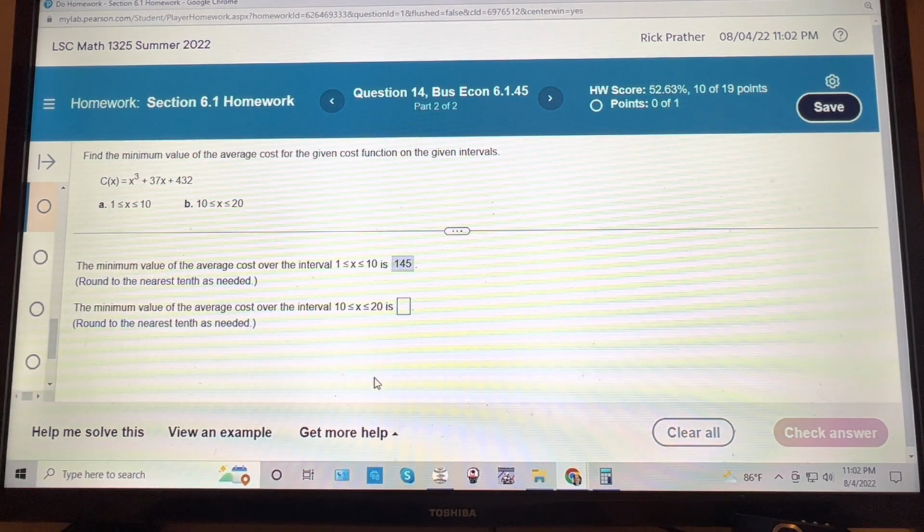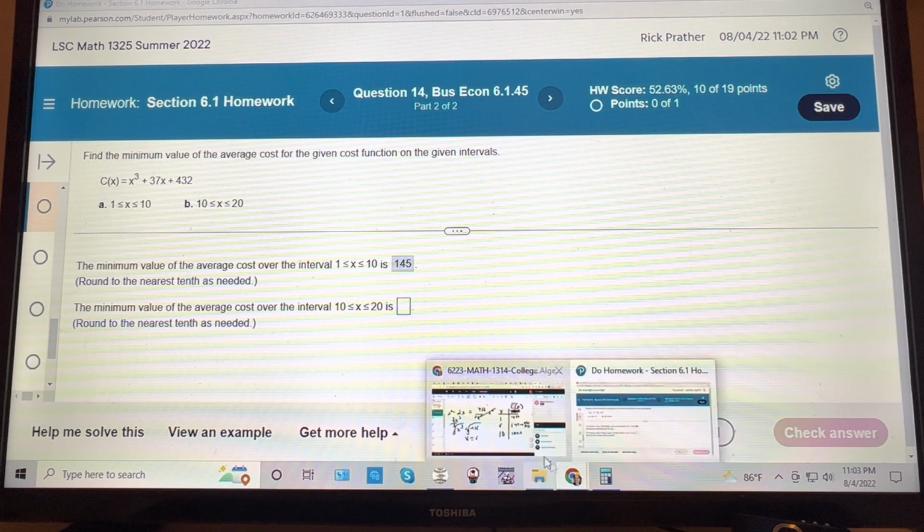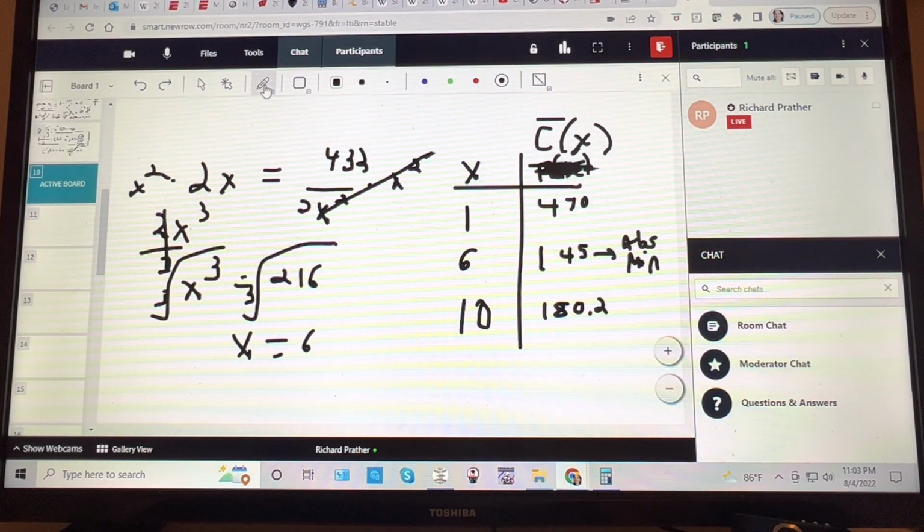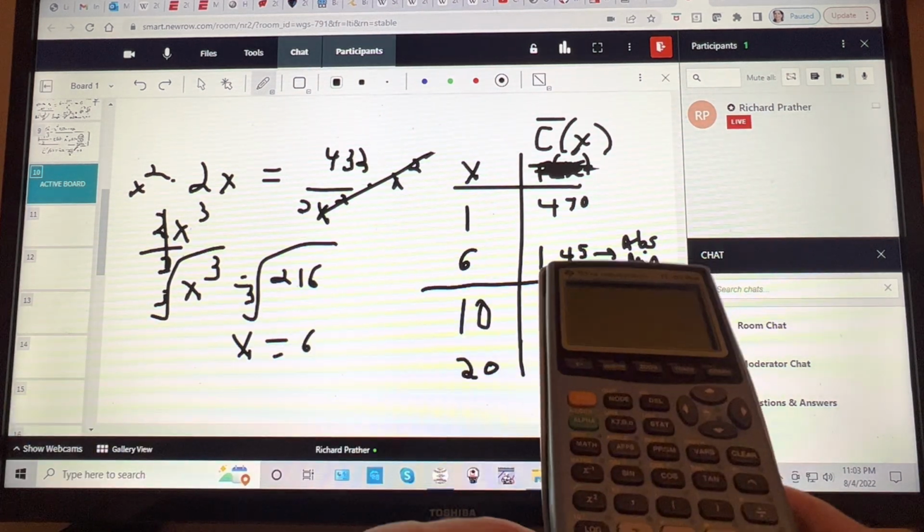Okay, and then they didn't want where it happened, but you can do the same thing for part B. Would it change anything here? The only critical number was 6. 6 is not in this interval. So all I have to do is check the endpoints, and we already did 10. So I guess part B would be just as easy. All you have to do for part B is add 20 to this list. And really, you're not using the whole list, you're just using these two. So what would 20 give me?